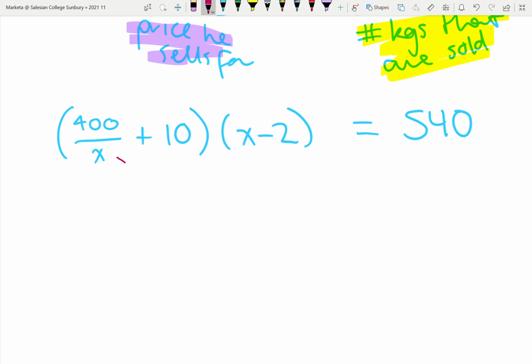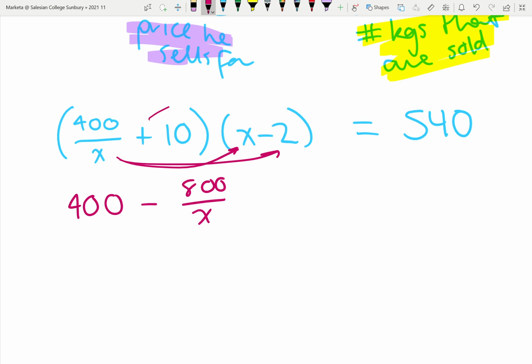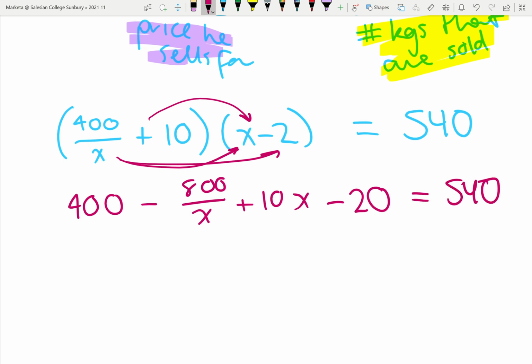So here we use FOIL to expand the brackets. 400 over X times X is just 400. 400 over X times negative 2 is negative 800 over X. 10 times X is 10X. And 10 times negative 2 is negative 20. So that's going to equal 540. So if we simplify that down, we're going to get 10x squared minus 160x minus 800, and that's going to equal 0.